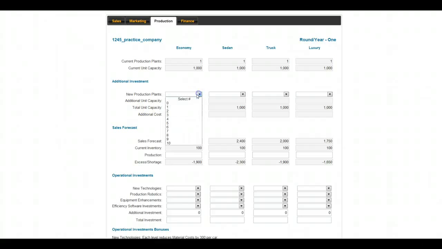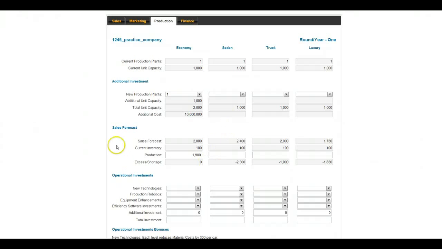So I'm going to have to buy one additional plant, and now my total capacity is 2,000, which is going to be closer to my goal. Actually, my goal here is 1,900 because I do have 100 cars in stock. So I'm going to build 1,900, and I want this to always be 0 down here because it shows that my production plan is going to match my forecast and inventory. And that's just good management.